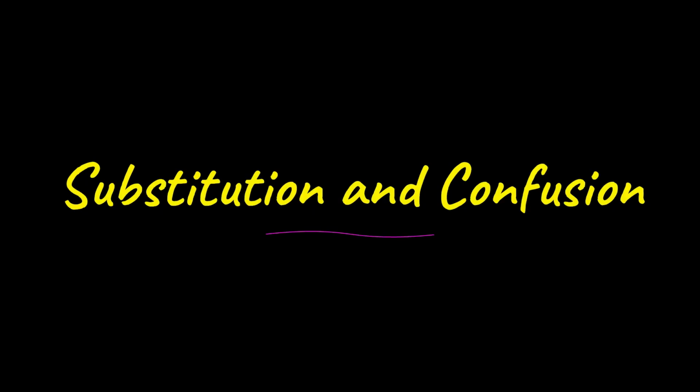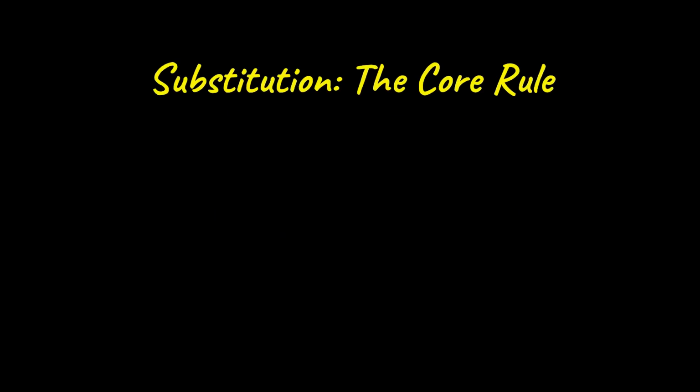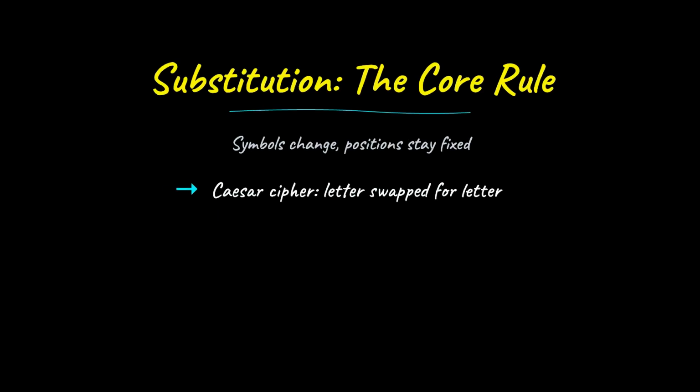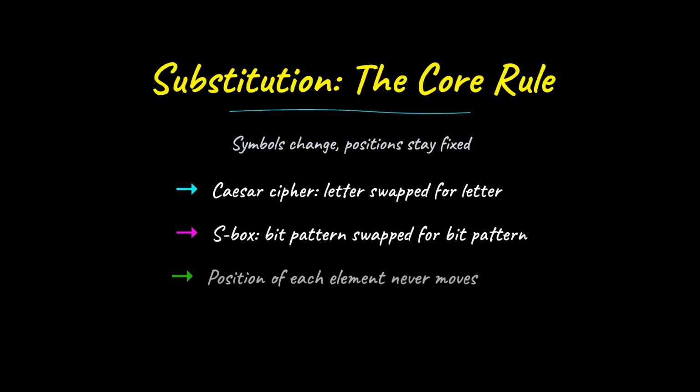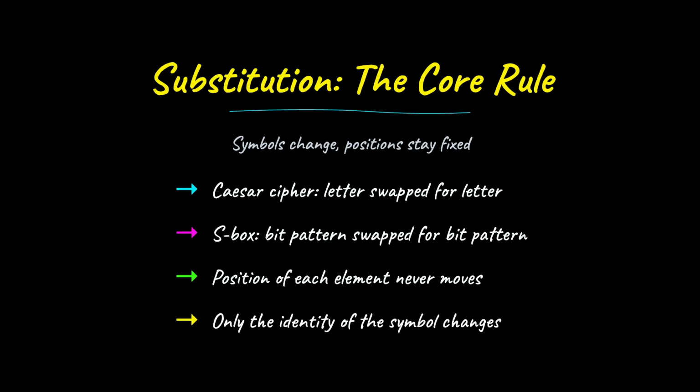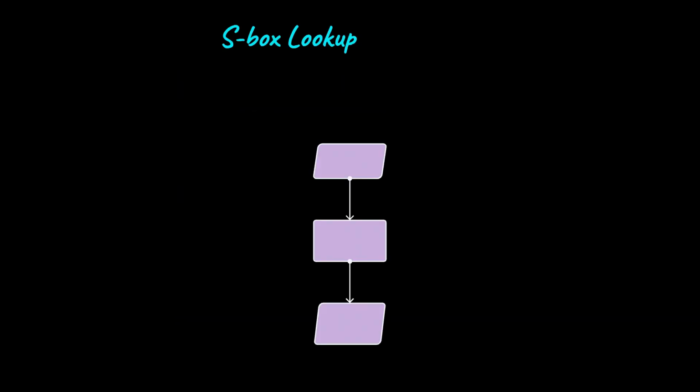Substitution is one of the two primitive operations behind every cipher. It replaces each symbol of the plaintext with another symbol while leaving its position completely untouched. The classic example is the Caesar cipher, which shifts every letter a fixed distance in the alphabet. In modern ciphers, the same job is done by an S-box, a lookup table that swaps one chunk of bits for another, used inside ciphers like DES and AES.